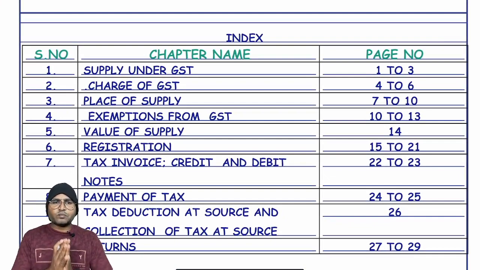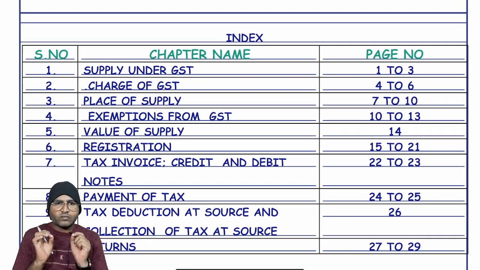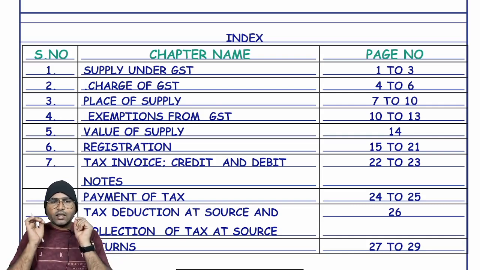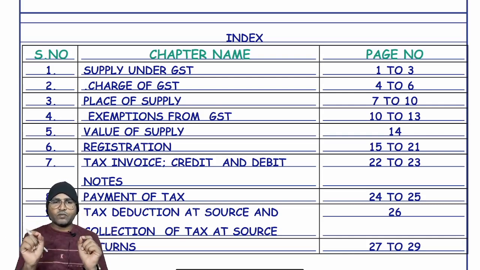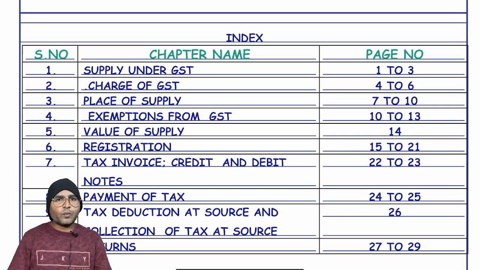Now for the inter students, these are the amendments which we are going to discuss, and we are going to spend approximately 4 to 5 hours of time. Within these 4 to 5 hours, we are going to get knowledge about the provision, the old provision as well as the new provision. We will discuss both aspects. Out of which, first of all, we are going to start with the first topic, supply under GST.